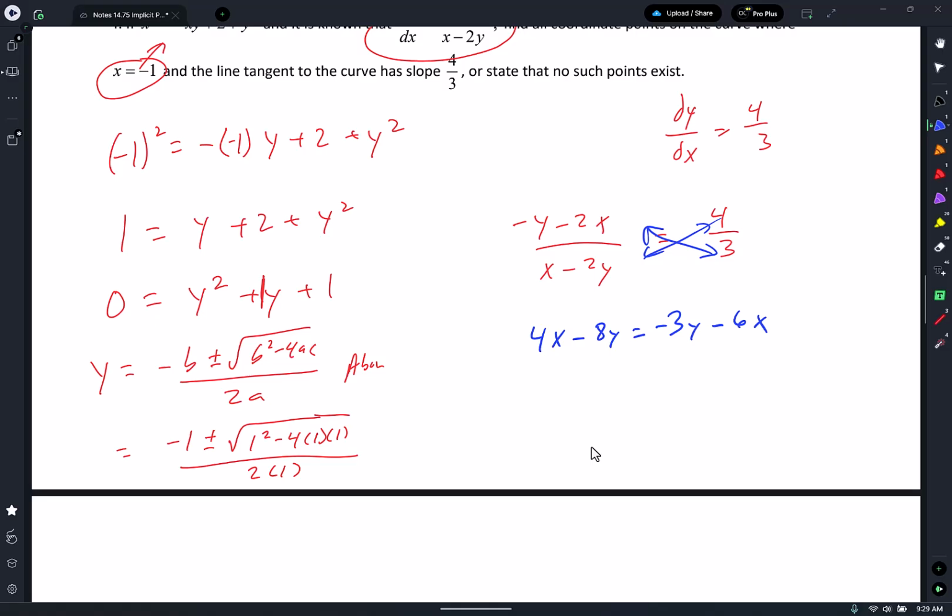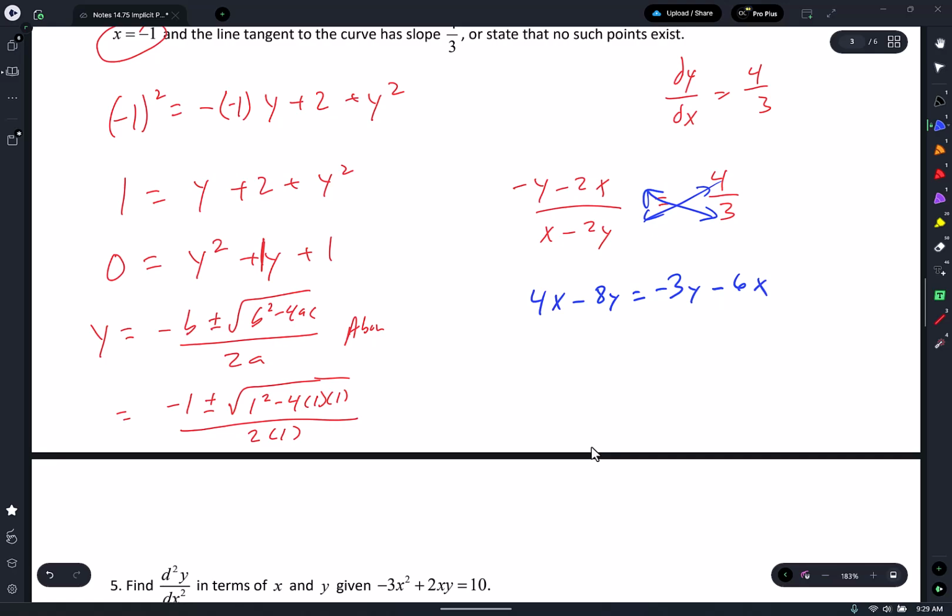What are you talking about? I'm going to get all the x's on the left and all the y's on the right. So I'm going to get plus 6x on both sides. What's 6x plus 4x? 10x equals, and then plus 8y minus 3y, 5y. And I have y.